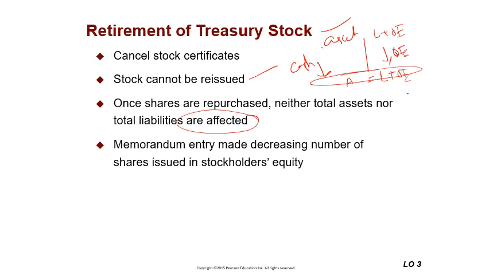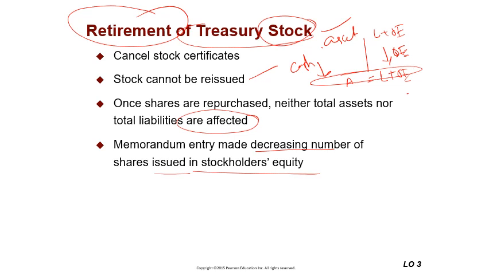And then a memorandum entry is made to decrease the number of shares issued in stockholders' equity. So there is going to be an entry in the memorandum or charter of the company that we are retiring these issues. There is a difference between repurchase and retirement. Retirement means you are cancelling the issued stock. Once you cancel, you cannot reissue those stocks. They are permanently eliminated.